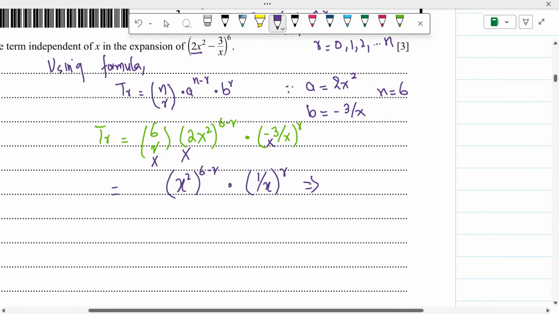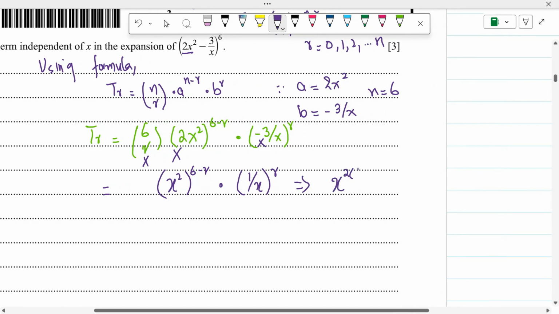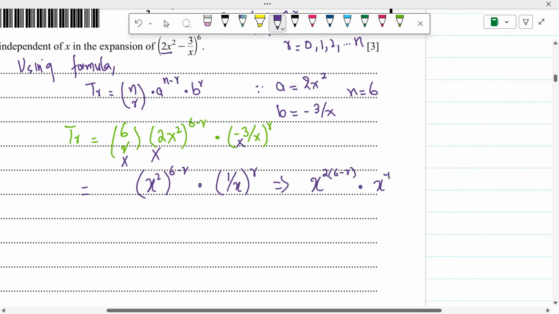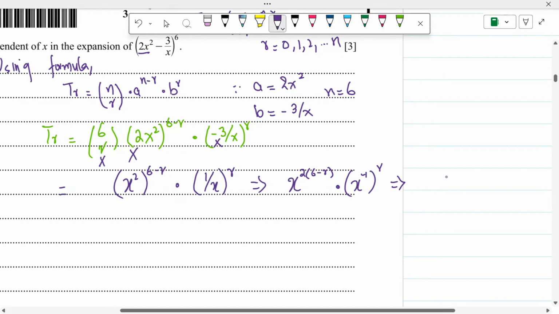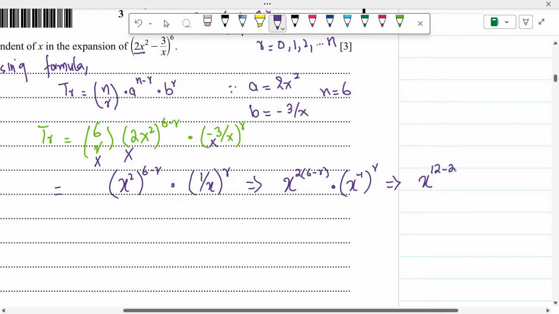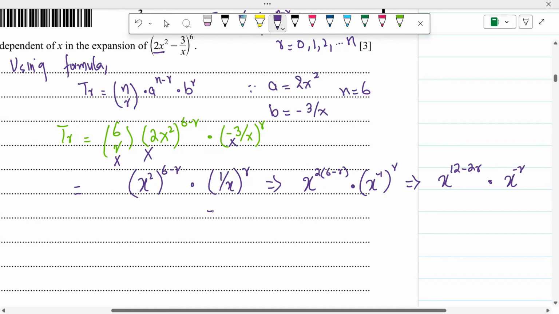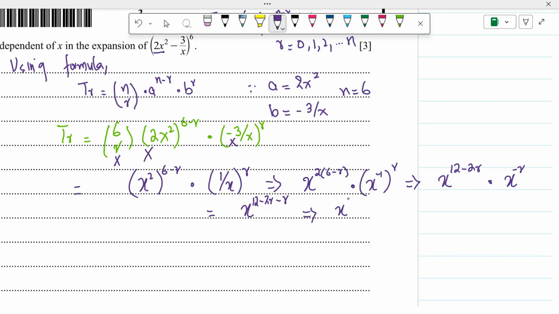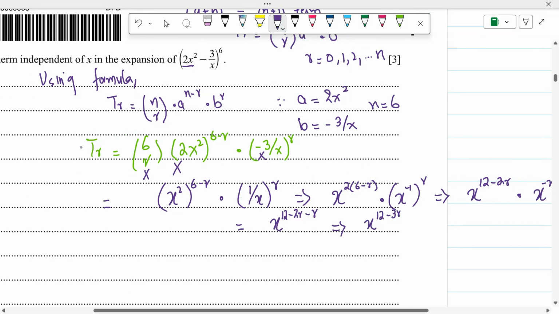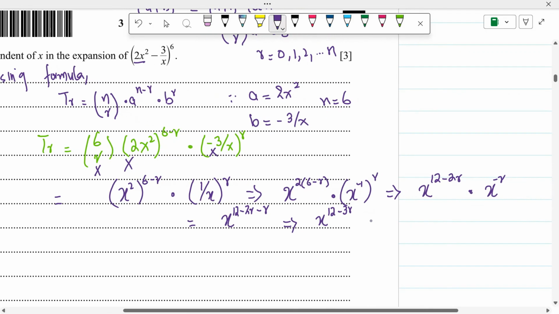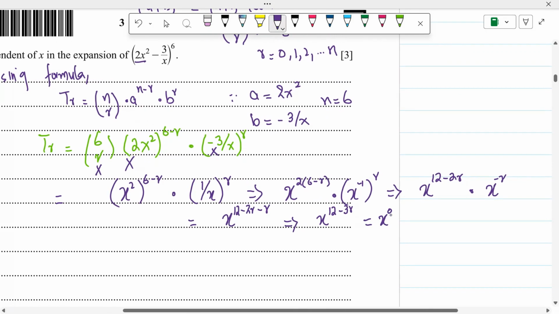For solving, we will have x to the power of 2 times (6 − r), times x inverse to the whole power r, and this is equal to x to the power of 12 − 2r. x inverse to the power of r is x to the power of negative r. Further solving, we will have x to the power of 12 − 2r − r, because the base is the same, powers will be added, and this is equal to x to the power of 12 − 3r. We want to find the value of r such that this term will be free from x.